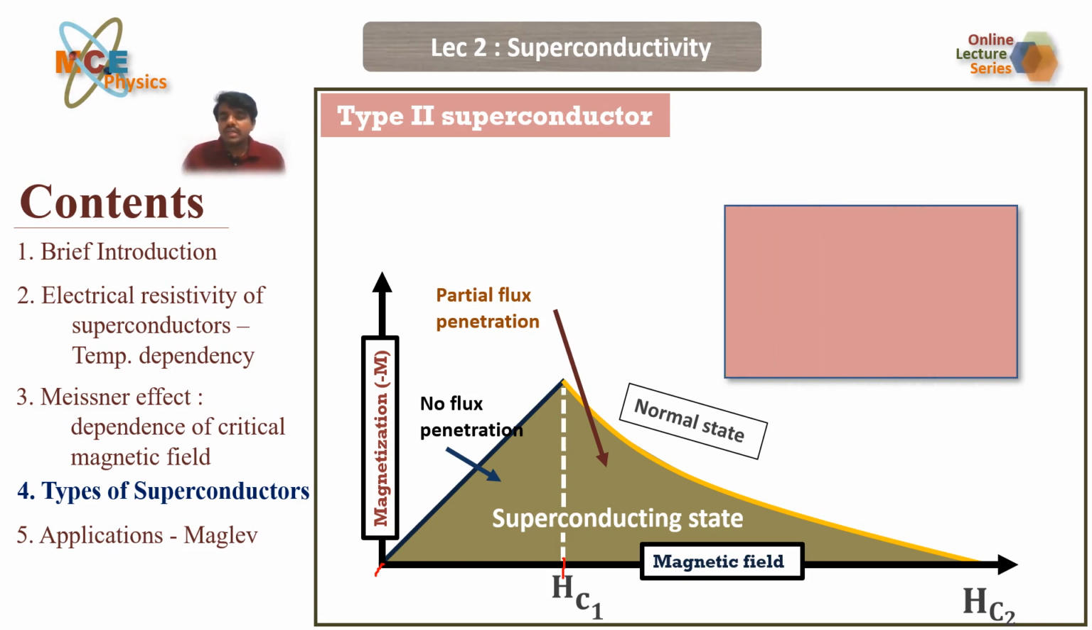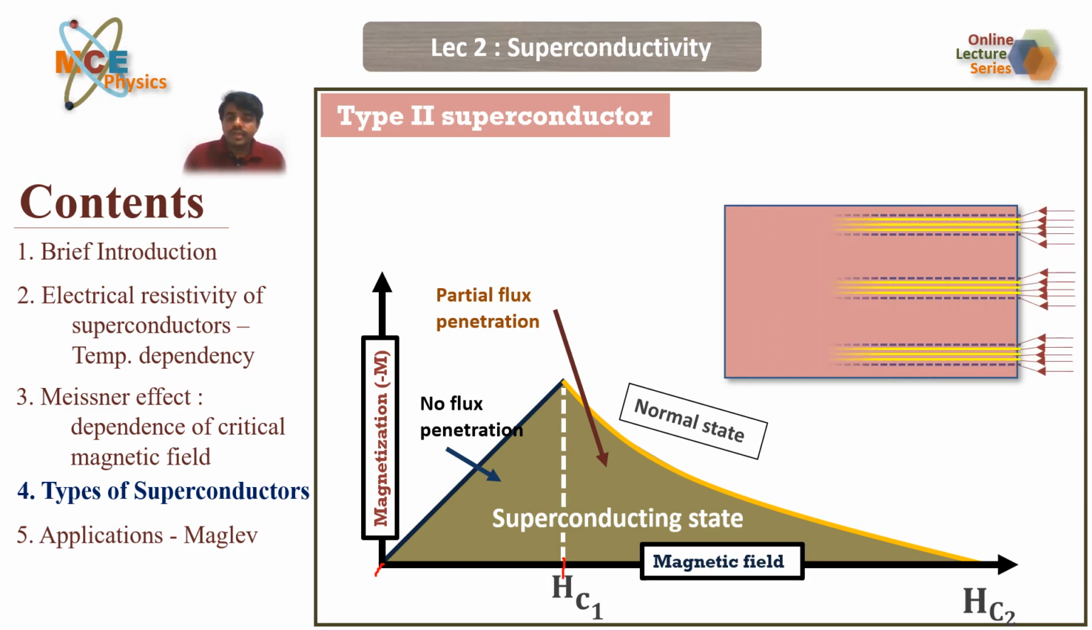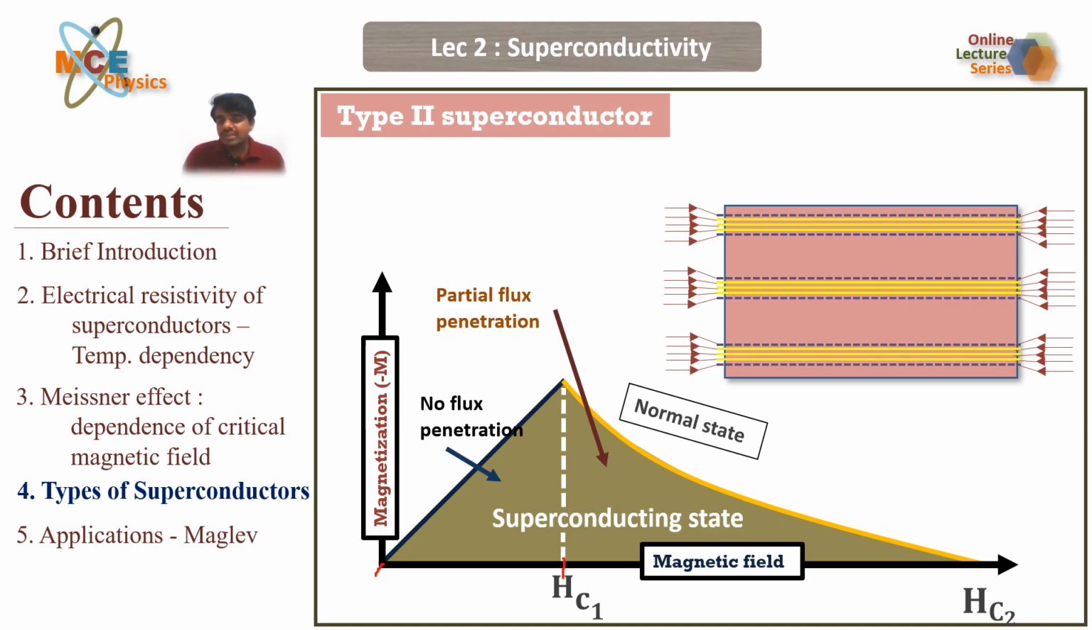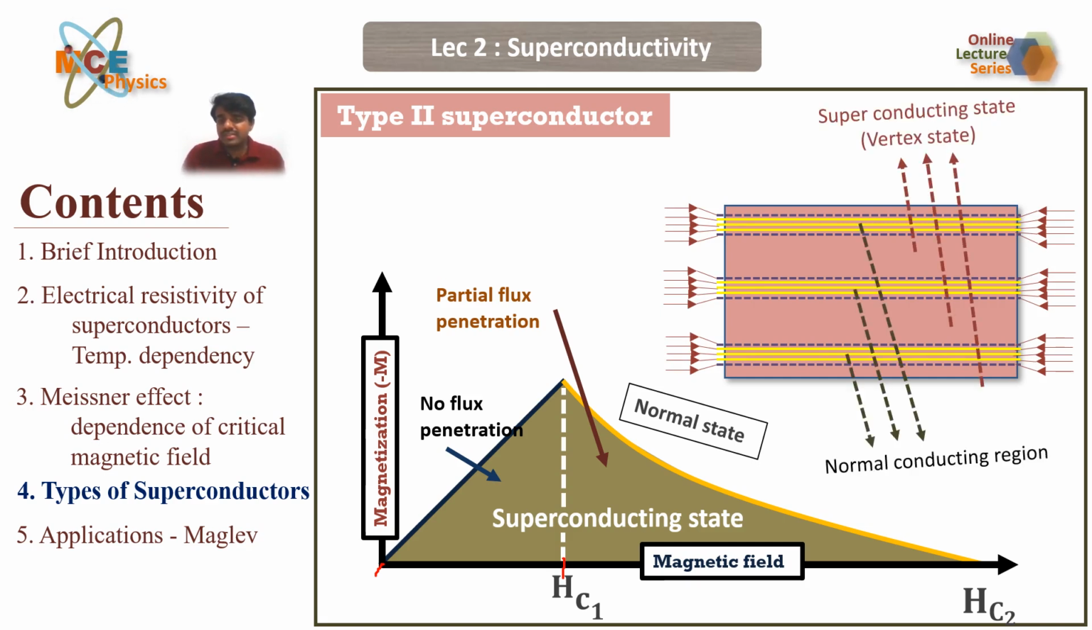So let us consider a type 2 superconductor. After crossing this Hc1, this is a mixed state. The region represented by these yellow lines is called the normal conducting region, and these pink regions are the vortex state or superconducting state. Here there are two states within the same material: the superconducting state as well as the normal state.